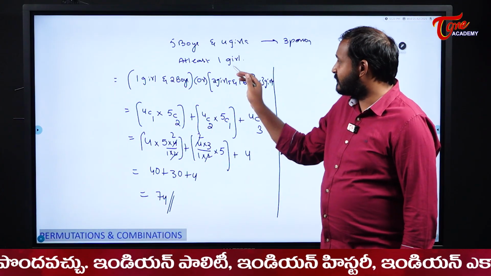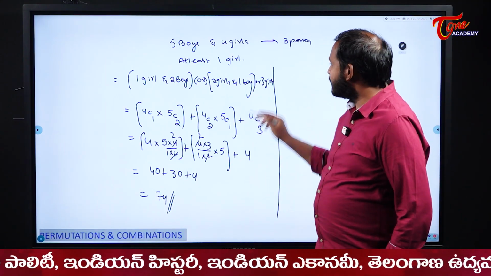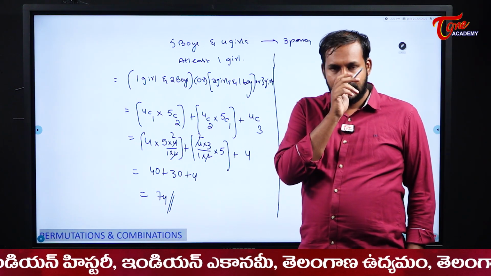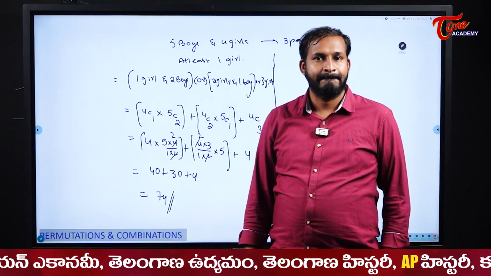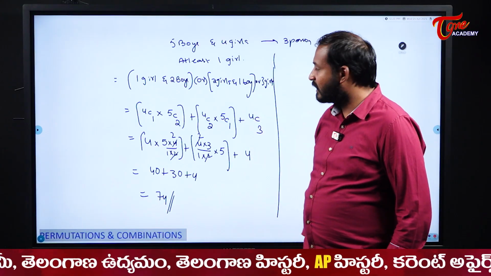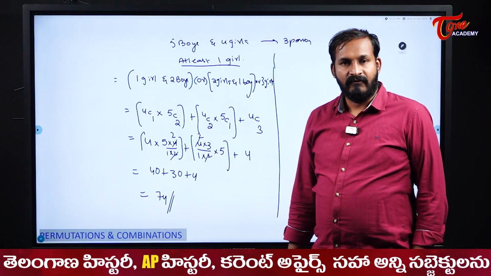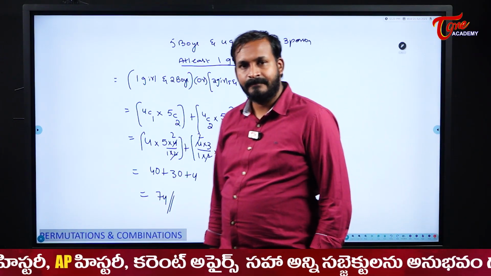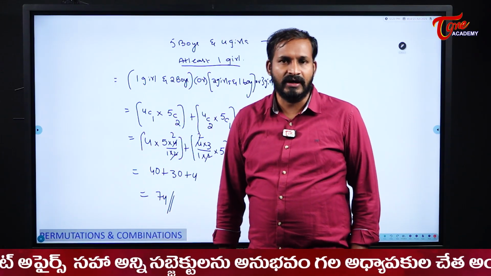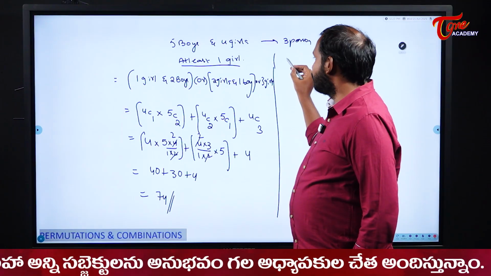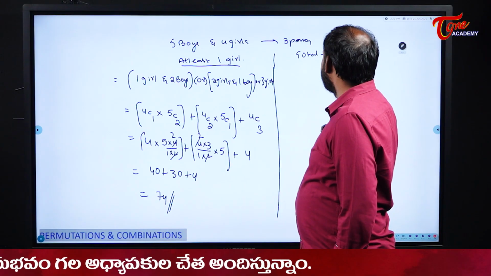What is this condition, students? At least one girl, right? Can I say this, at least one girl, as total number of ways minus no girl? I should find at least one girl, right? What is quite opposite to this one? The other case is no girl. At least one girl is nothing but total minus no girl.